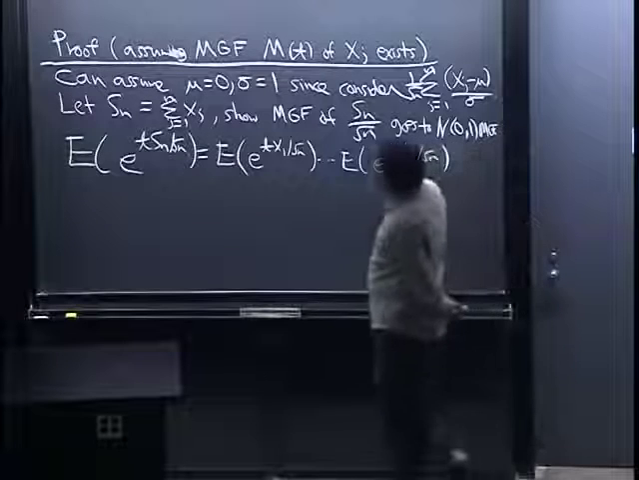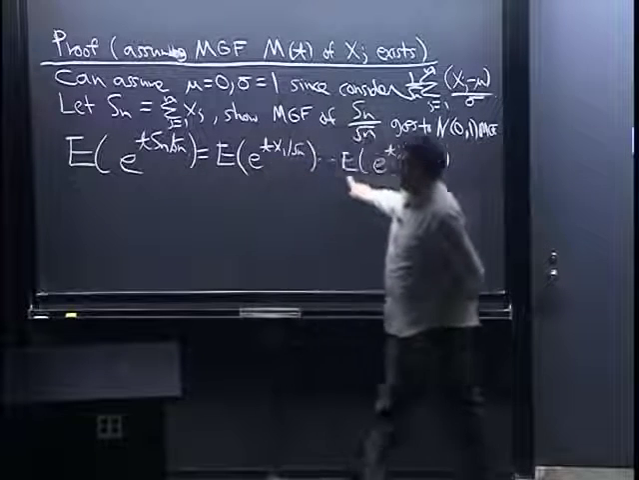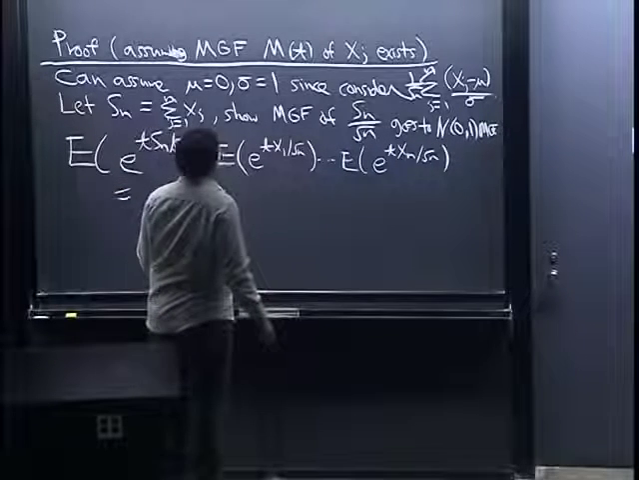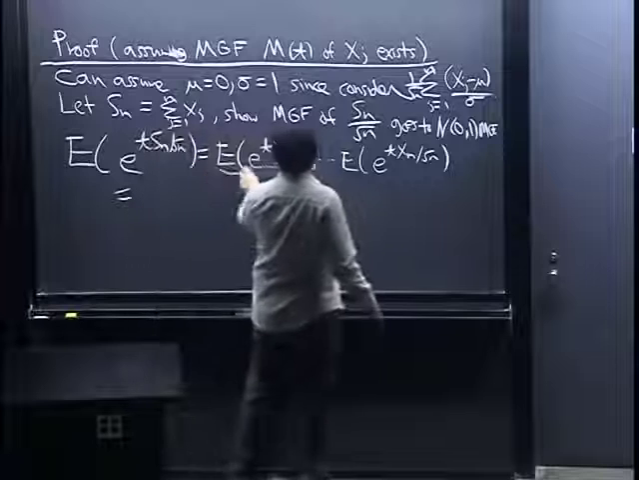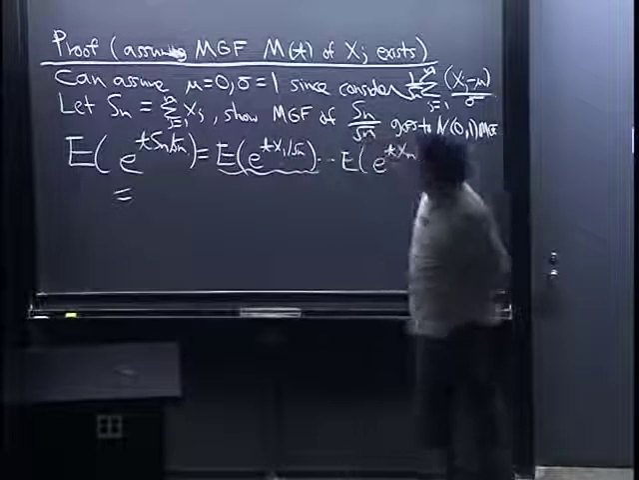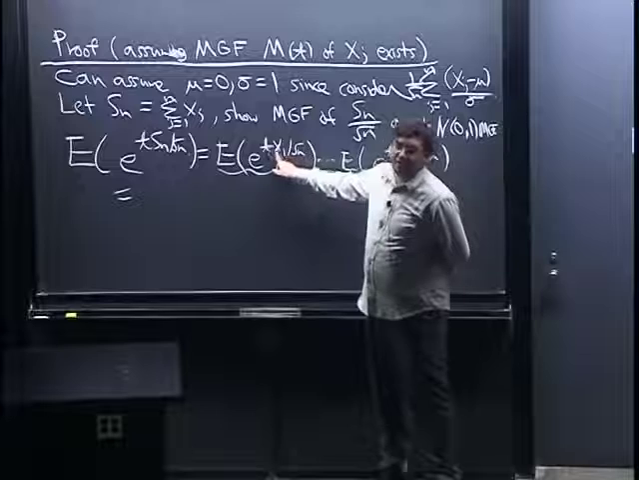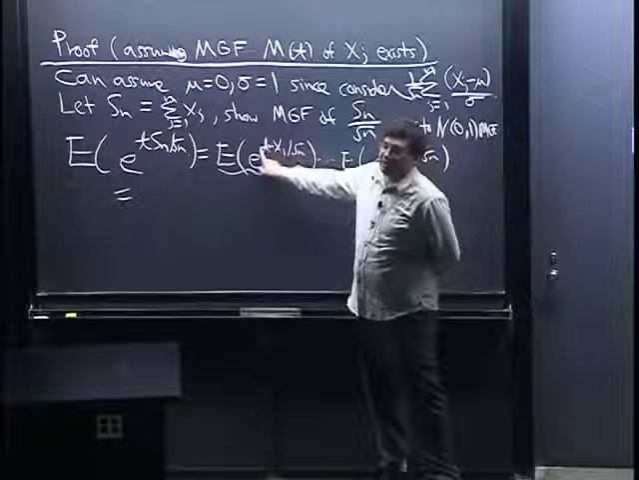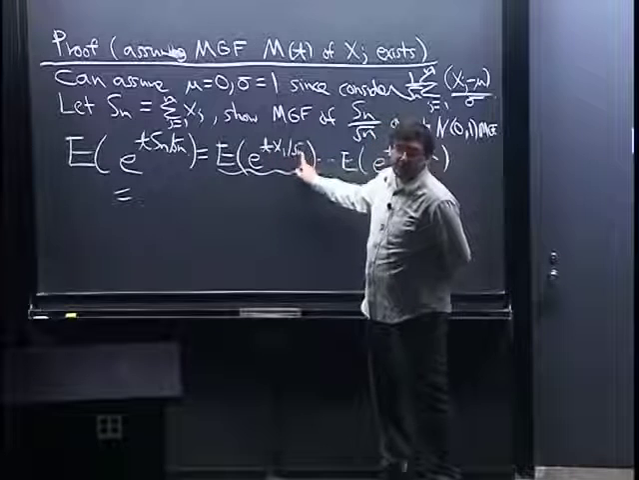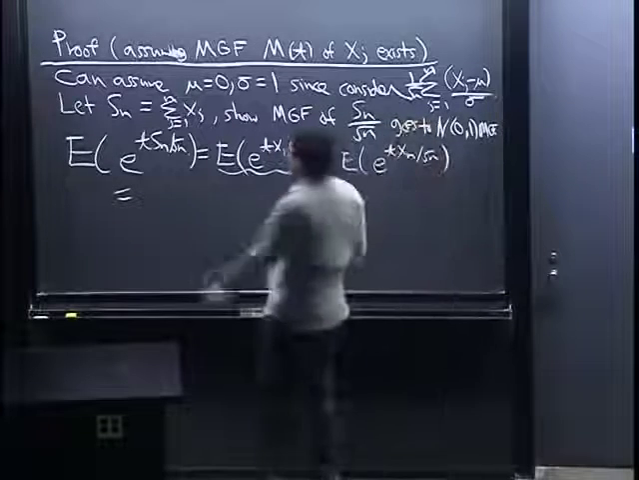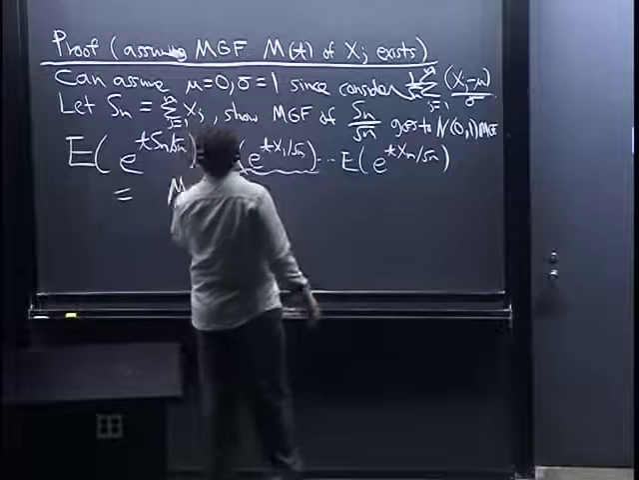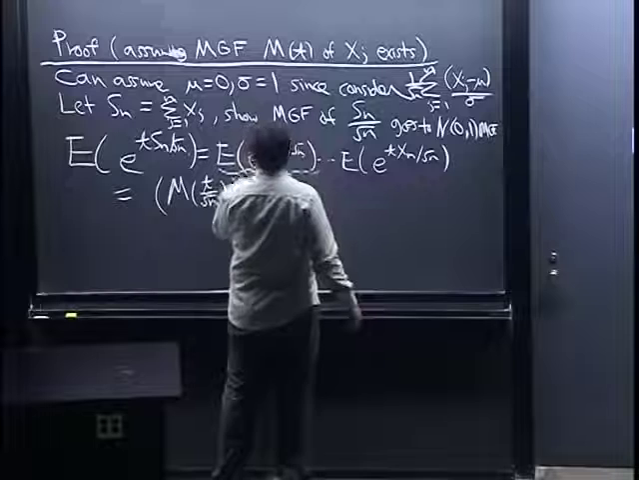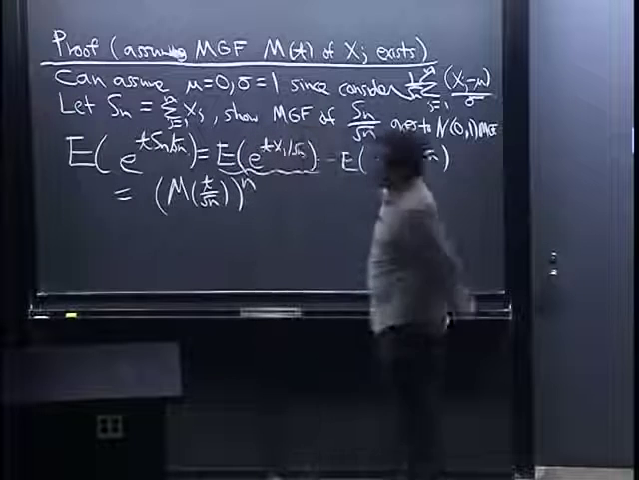But since these x's are IID, this is really just the same thing written n times. So really, this is just this thing to the nth power. And this thing should remind you of an MGF, right? That's just the MGF of x1, except that instead of evaluated at t, it's evaluated at t over root n. So really, that's just the MGF evaluated at t over root n raised to the nth power. So that's what we have.